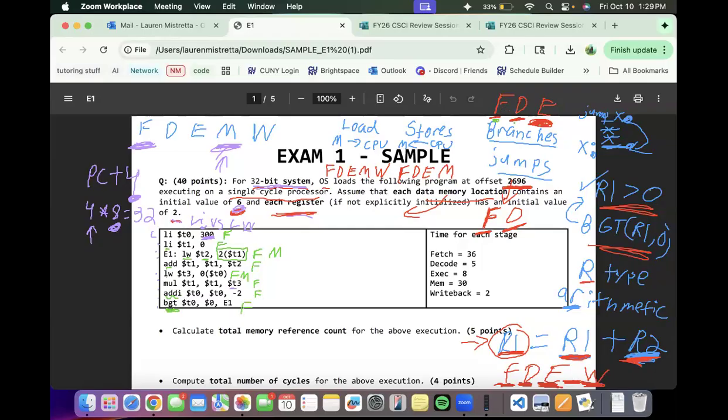Okay, count. How many times have we gone into memory? 1, 2, 3, 4, 5, 6, 7, 8, 9, 10. 10.